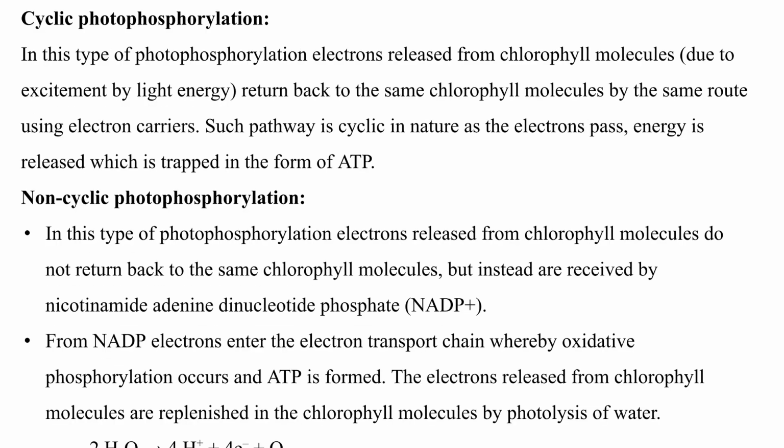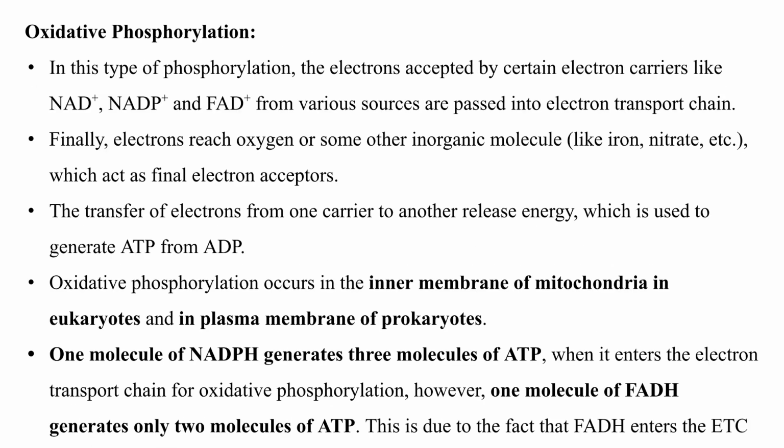Photophosphorylation occurs in the presence of light in photosynthetic organisms, trapping solar energy in ATP. It can be cyclic or non-cyclic. In cyclic photophosphorylation, electrons return to the same chlorophyll molecule, forming ATP. Non-cyclic photophosphorylation involves electrons being received by NADP+, leading to ATP formation and oxygen release.